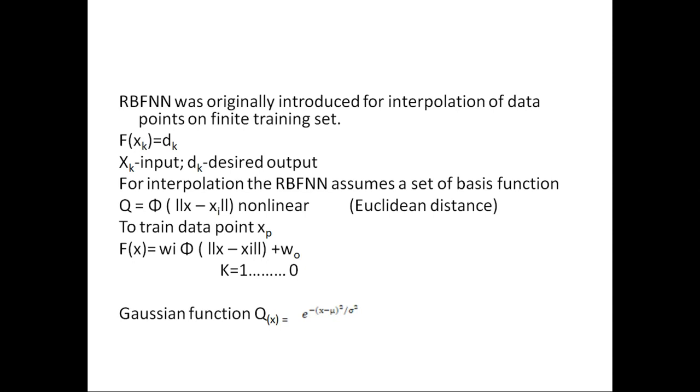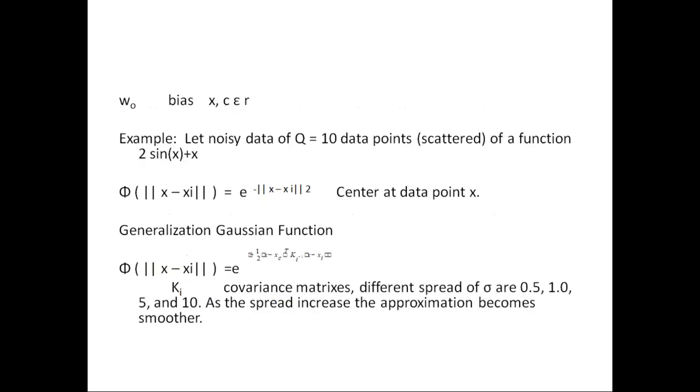To train on the points, f(x) equals the sum of w_i times phi of x_i, plus w0, where w0 is the bias. This is just like training. So w_i is multiplied with phi, where x means the distance between the centroid and the other points in the data set. And how many centroids will there be? Since we have taken k, there will be k centroids. The Gaussian function is represented by this, w0 is the bias, as I told you, and x, c belong to R.